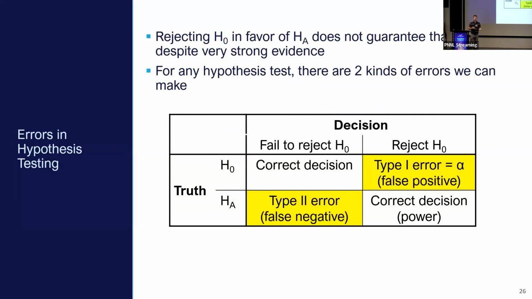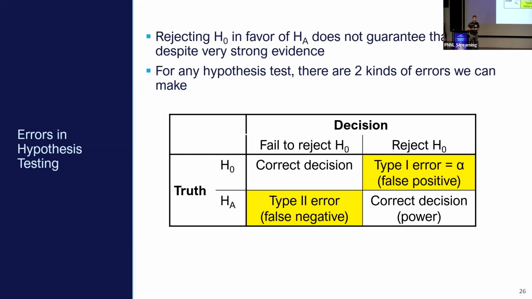But just because the p-value is less than 0.05 or greater than 0.05 doesn't actually mean that's reality. It's just what we found in our experiment. And so that means that we can also run into errors with our hypothesis testing. Rejecting the null hypothesis in favor of the alternative doesn't guarantee that what we're doing is correct, and it doesn't mean the alternative is true despite that very strong evidence. And for that reason, we've also had to take into account that there are different errors that we can make.